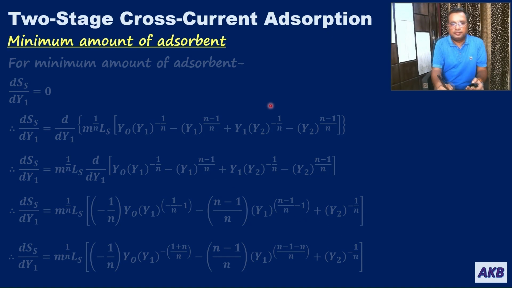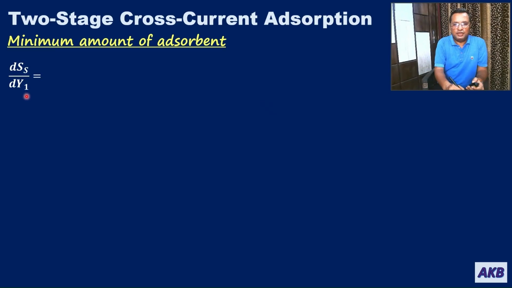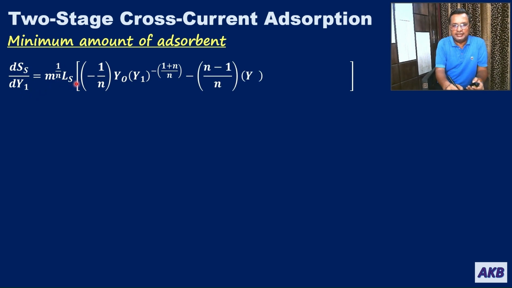So previously we got this equation dSS by dY1 is equal to m raised to 1 by n into Ls into minus 1 by n into capital Y0 into capital Y1 raised to minus 1 plus n by n, minus n minus 1 by n into capital Y1 raised to n minus 1 minus n by n, plus capital Y2 raised to minus 1 by n. Now in the next step we will simplify this.